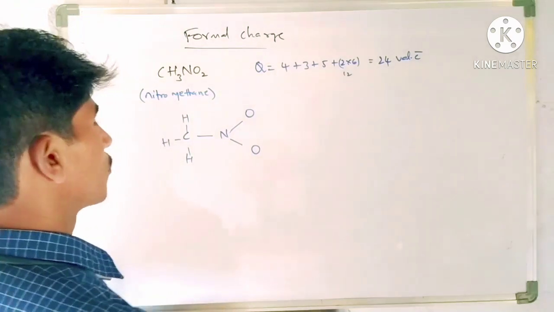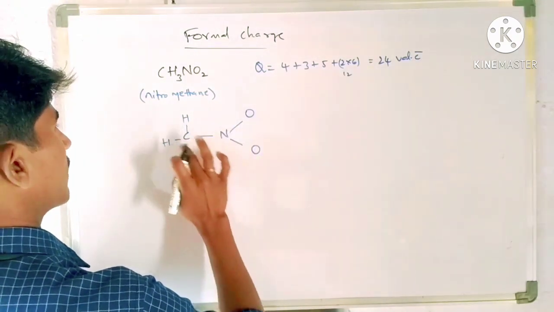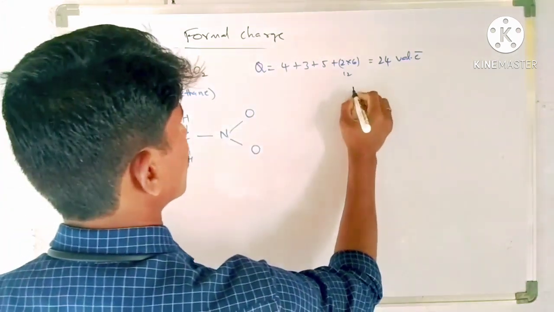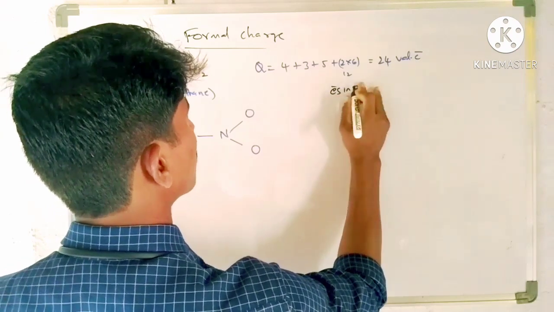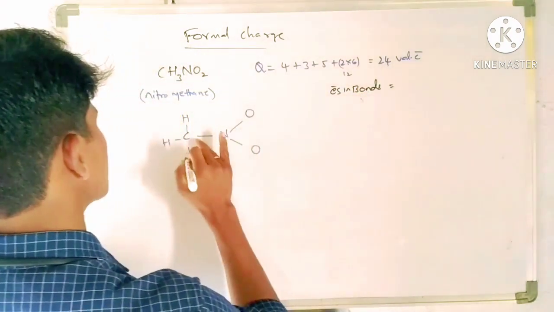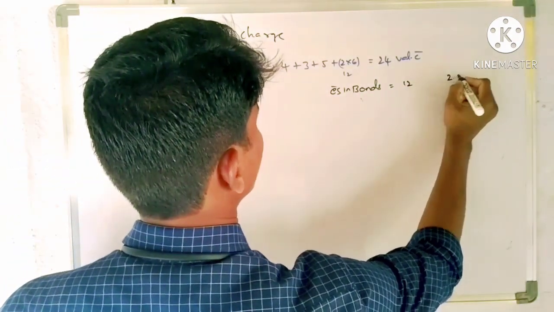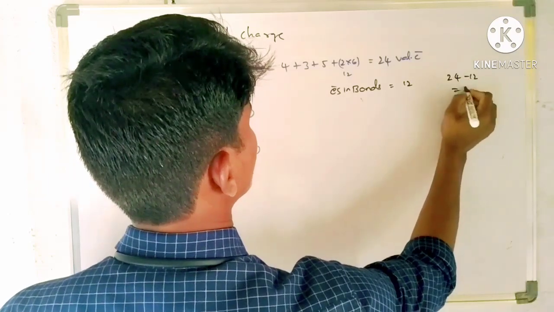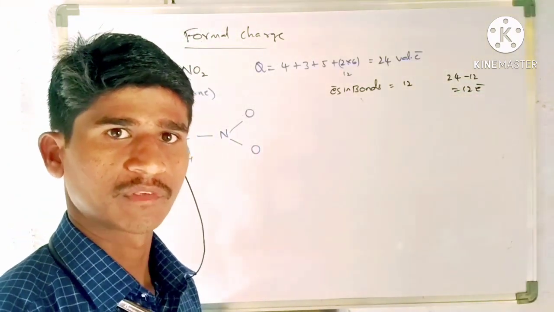Now here, the total number of electrons in the bonds is 1, 2, 3, 4, 5, 6, 7, 8, 9, 10, 11, 12. So bond pair electrons in bonds are 12. So 24 minus 12 is equal to 12 electrons. Now we have to arrange the 12 electrons.